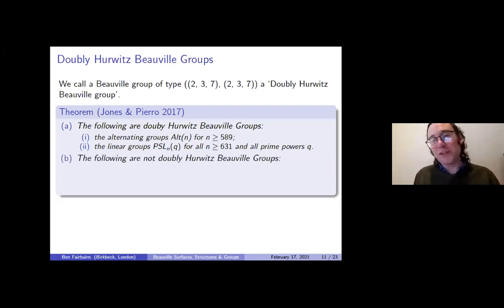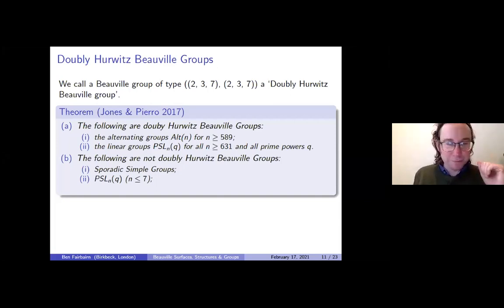But it turns out if you look at the smaller ones, you get things that are not doubly Hurwitz. Take the sporadic groups. The classification of the finite simple groups, roughly speaking, says there are 18 well-behaved families of simple groups, and there are 26 exceptions. Those exceptions we call the sporadic groups. It turns out the sporadic groups that are Hurwitz are sufficiently small that they don't cooperate. The same is true of PSL(n,q) for small n. So despite PSL(n,q) working for large n, go down to the bottom and suddenly you're in trouble.